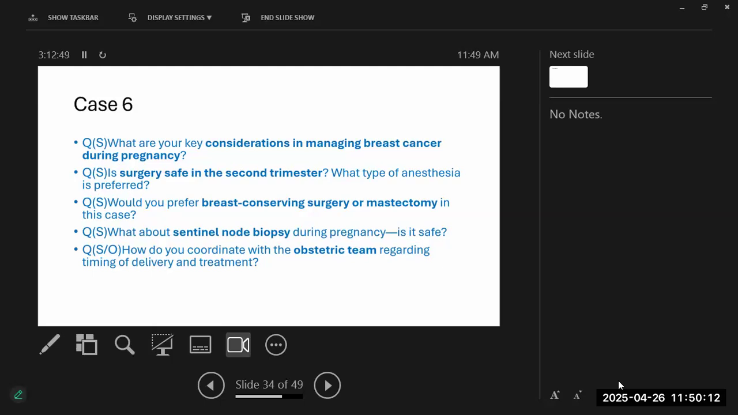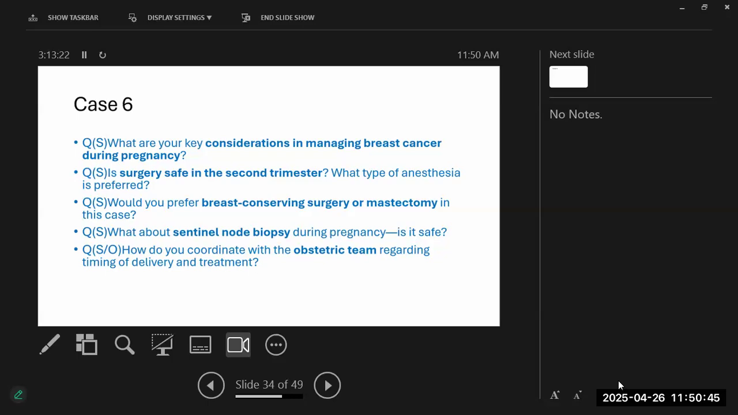And usually what we do is we complete the surgical treatment, and as soon as the baby is delivered, we offer radiotherapy. So how would you plan the delivery? How do you combine it with the treatment, and what is the timing of the delivery? What are your concerns? If this patient has operable cancer, once the surgery is done, it's 22 weeks.